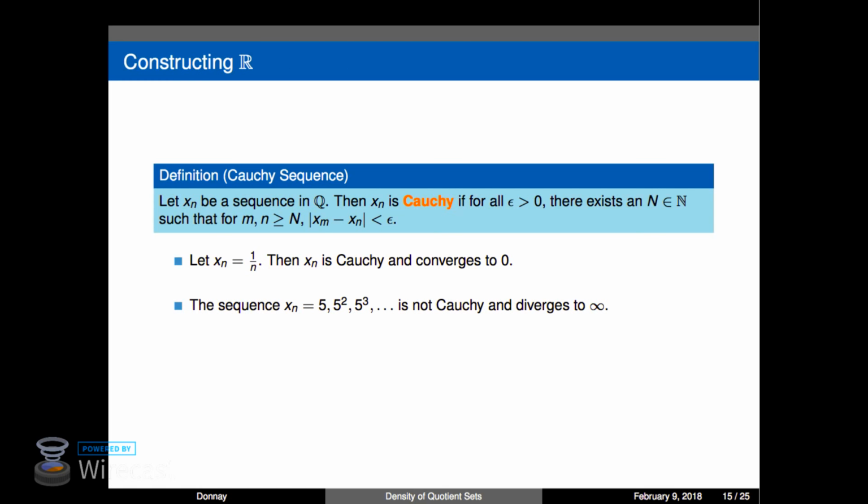A sequence that's not Cauchy is this one. 5, 5 squared, 5 cubed, etc. That diverges to infinity, right? The terms are actually getting farther and farther apart as we walk along in the sequence.